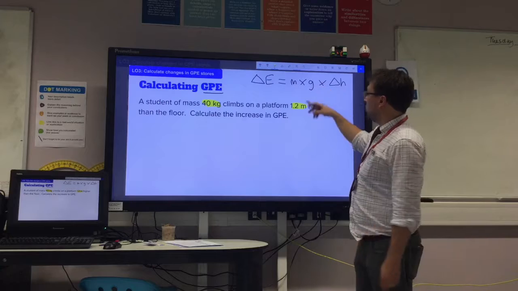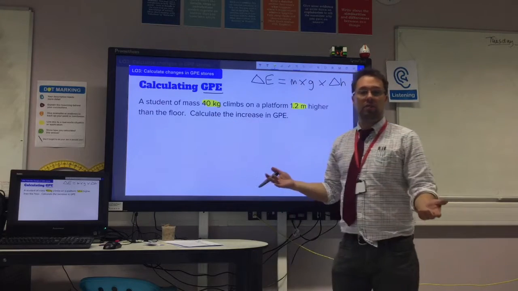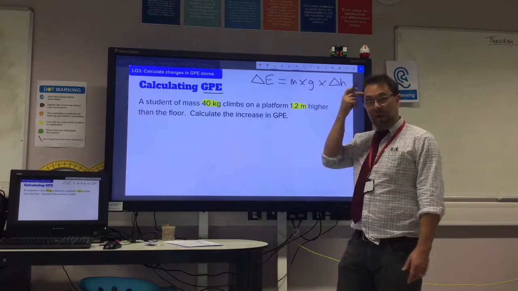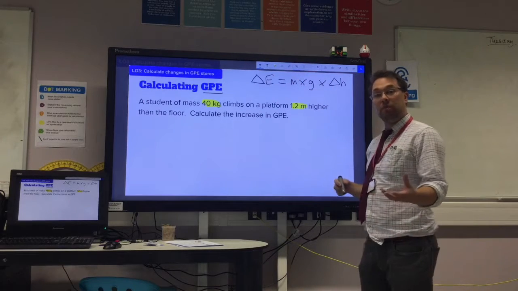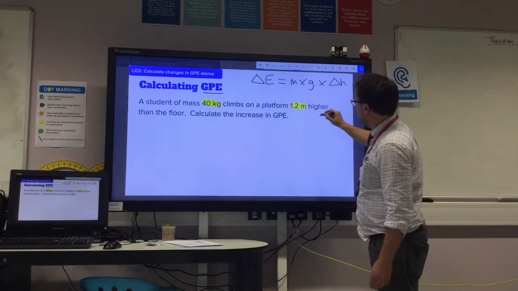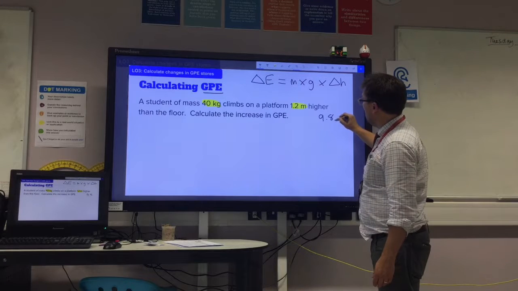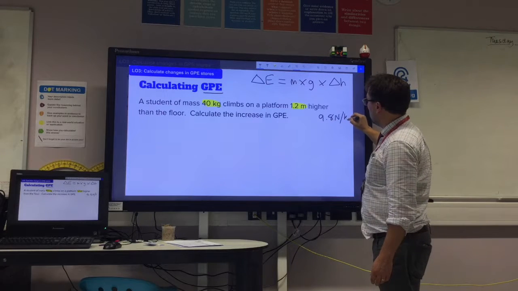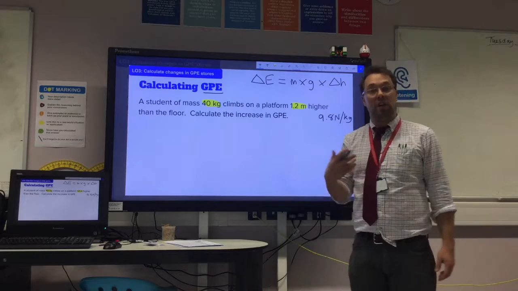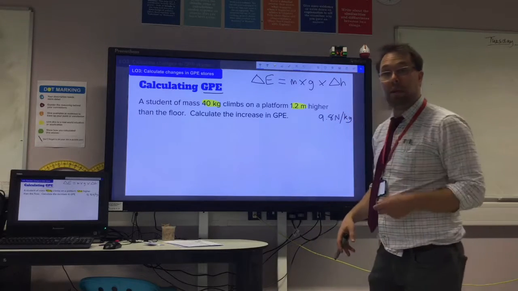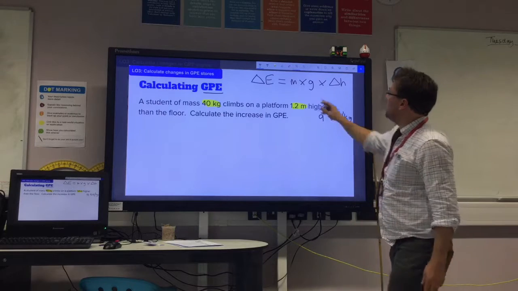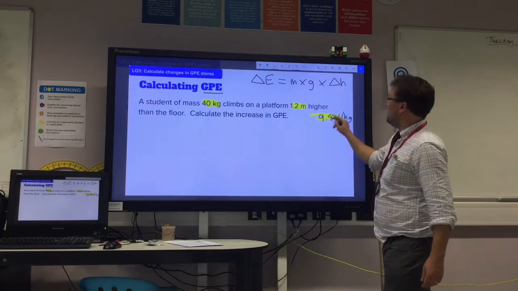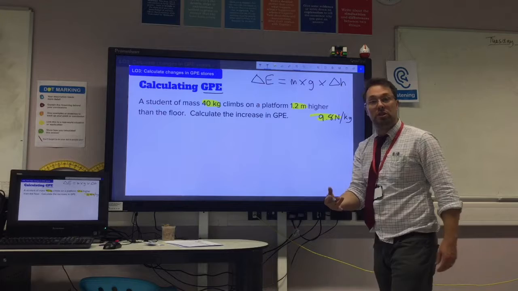I also need a value for G, which they haven't given me in the question, but I have remembered that the strength of the gravitational field on Earth is 9.8 newtons per kilogram, and that is a value that we just have to remember. It may not be in the exam paper, they might give you that value, but it might be you need to recall that as well. So now I've actually got the three values I'm going to need, I can start to substitute these into the equation.